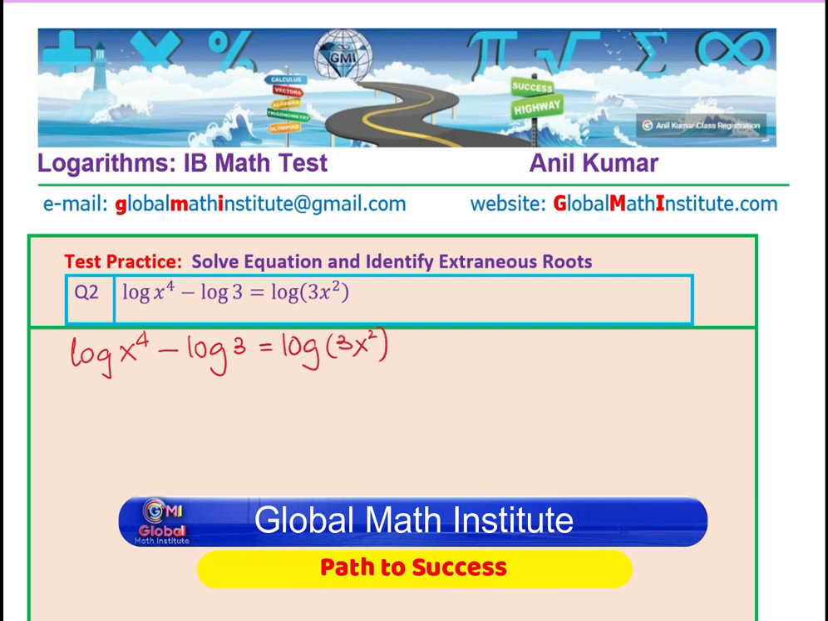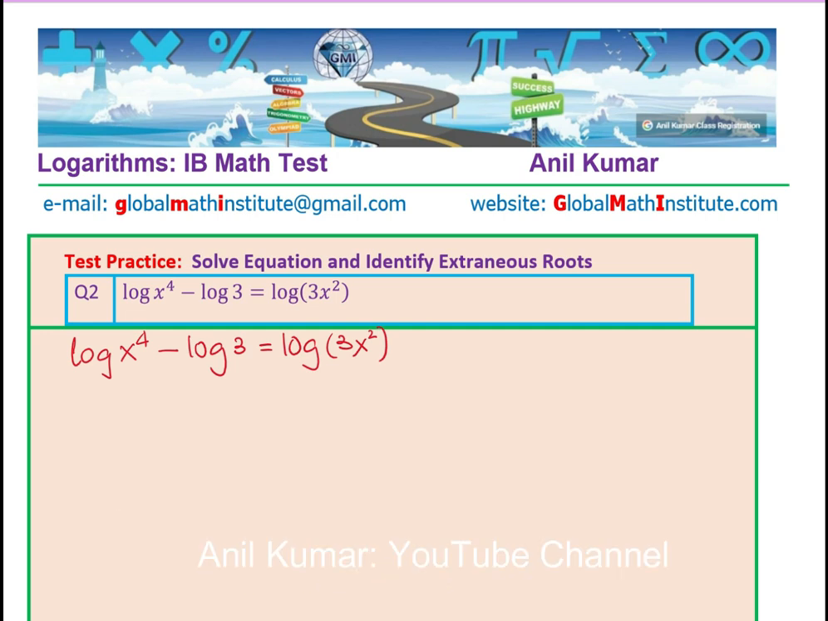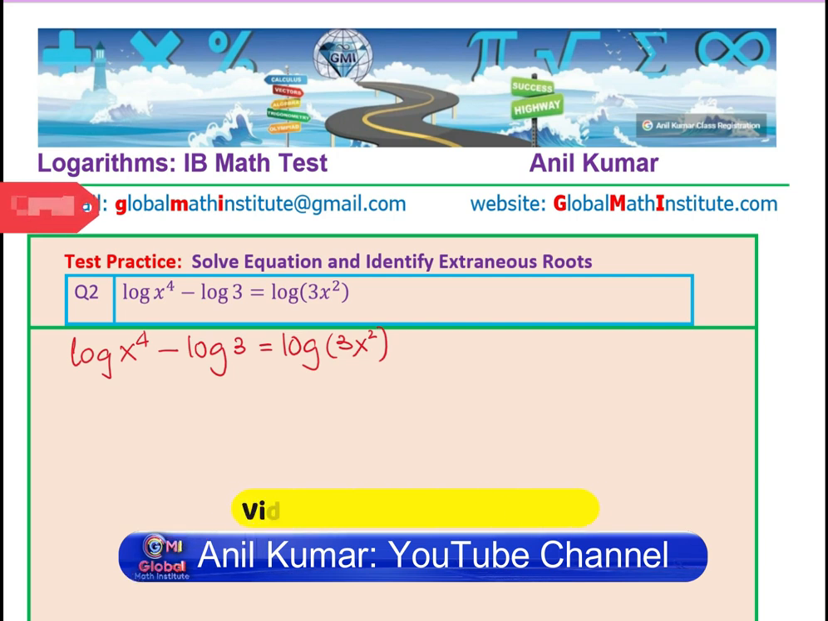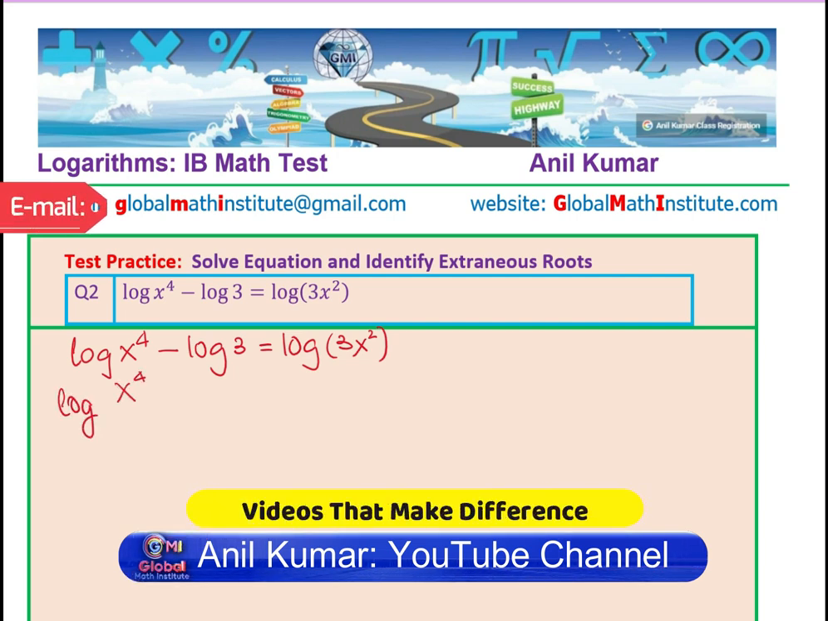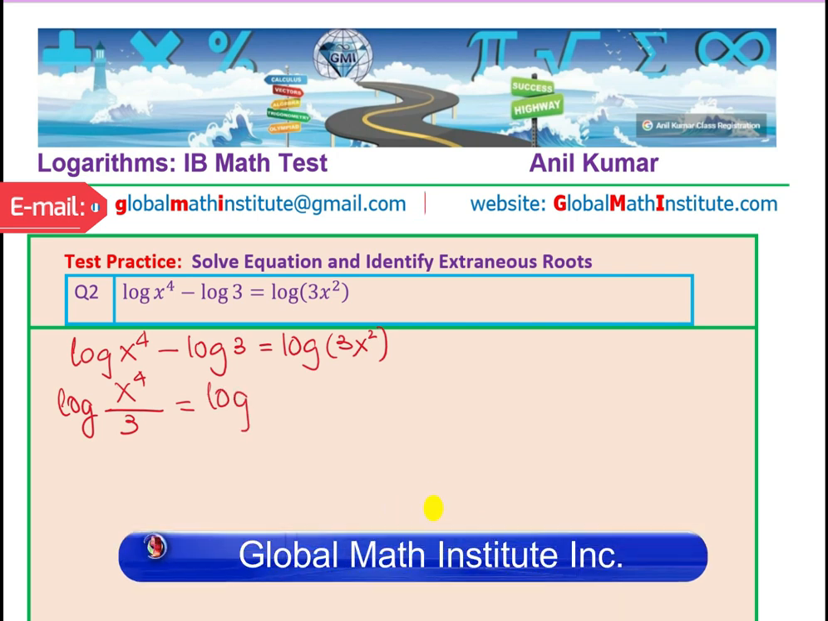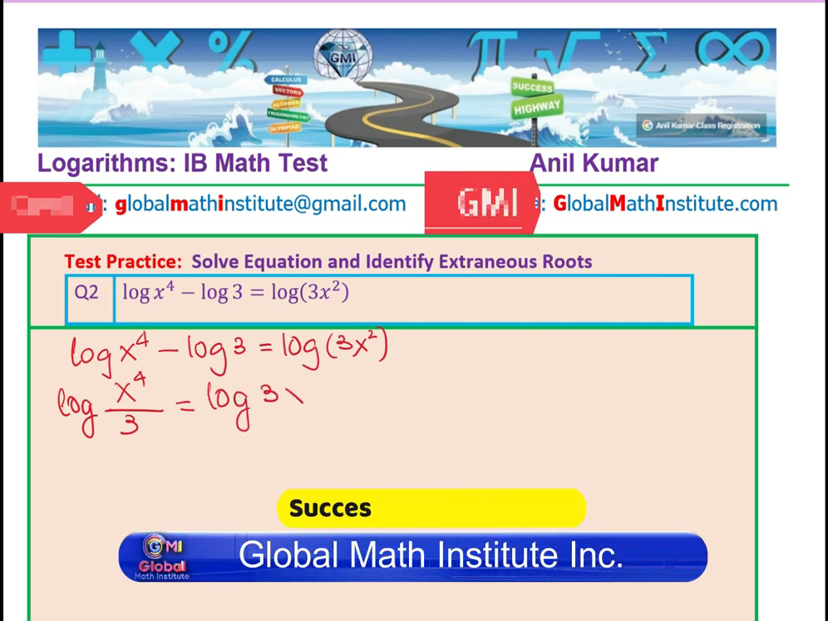Right. So you can bring all the terms together and then equate. You could do that. So we have log of x to the power of 4 over 3 equals log of 3x squared.